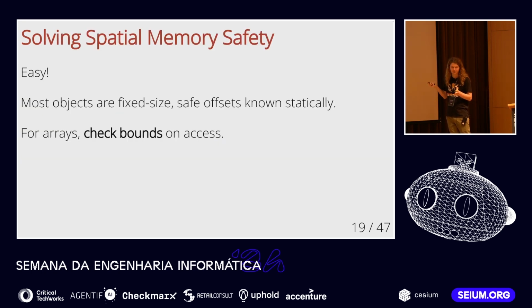How can we solve memory safety issues? So spatial memory safety is actually the easy case. Basically, all the objects in program heaps usually either are fixed size, in which case you could just statically check that offsets are in bounds of an object, or otherwise they are arrays. And for arrays, you could fix memory safety issues by just checking the bounds. And the important thing here is that checking bounds is not something that the programmer does. Bounds check is something that the compiler does automatically so that the programmer cannot forget it.